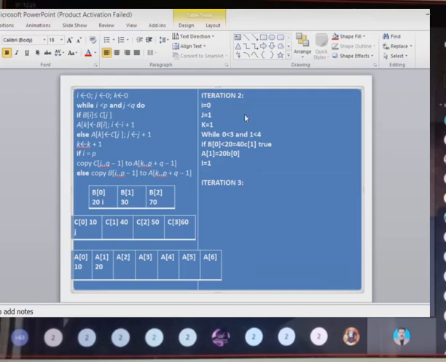So in this fashion, you have to complete all the iterations, right? If the condition is false, condition not satisfied, the else part will be executed. This is called merge sort.